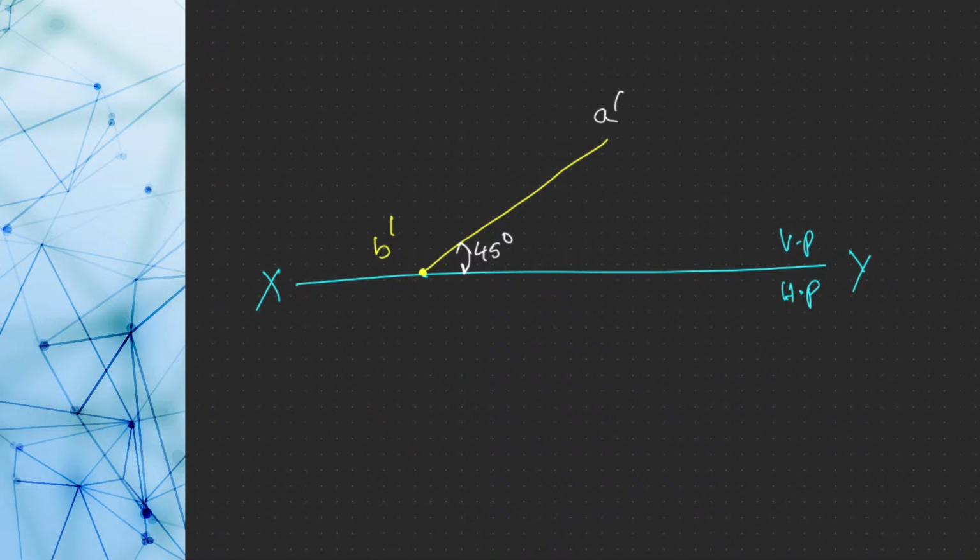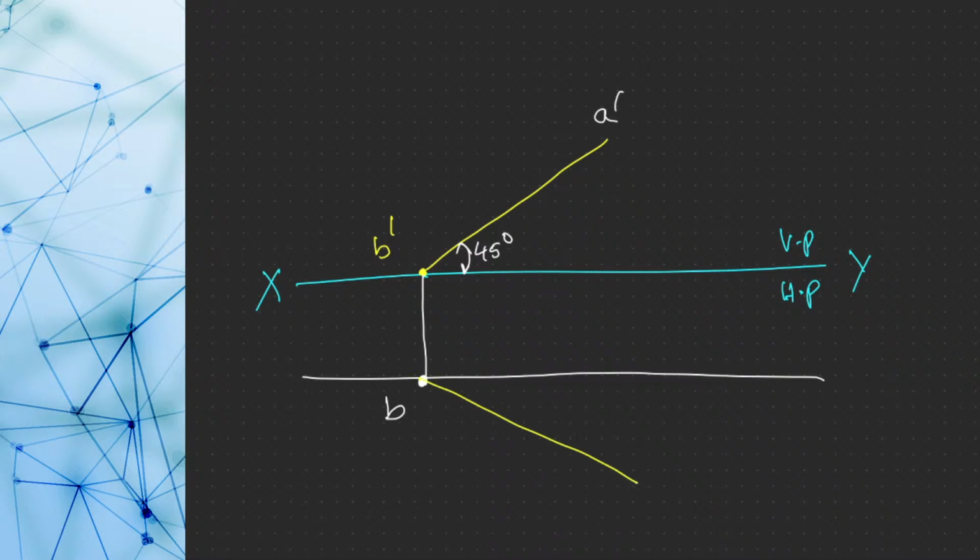End B is in the HP and 40 mm in front of VP, so you draw a 40 mm locus line. You project B dash vertically downwards, and this point is known as B. B dash is the front view of the point and B is the top view of the point. Now with B as center, draw a 30-degree angle of length equal to 75 mm.